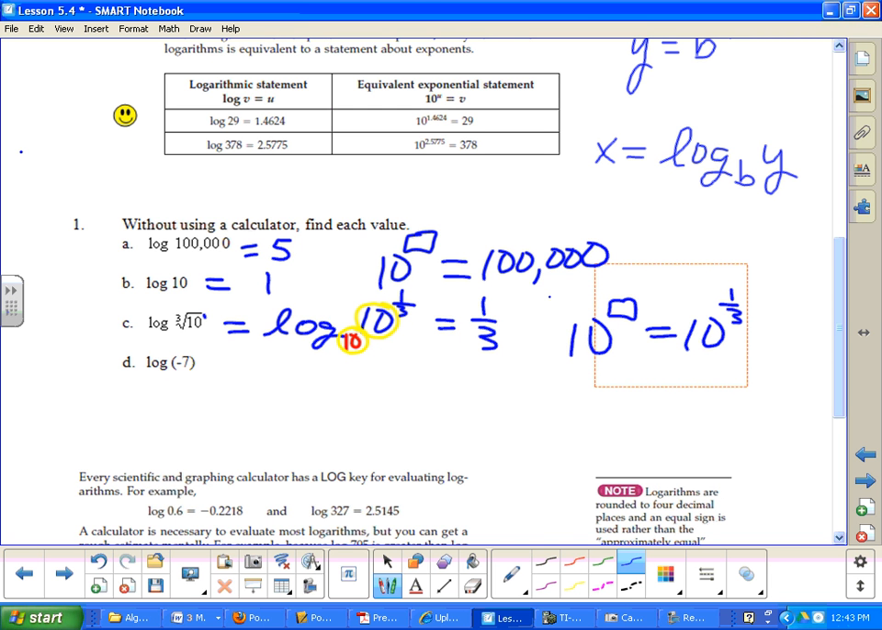And how about letter D? Okay, it's a non-real answer, because we cannot take the logarithm of a negative number. It's not in the domain.